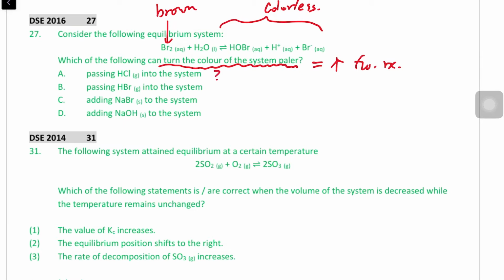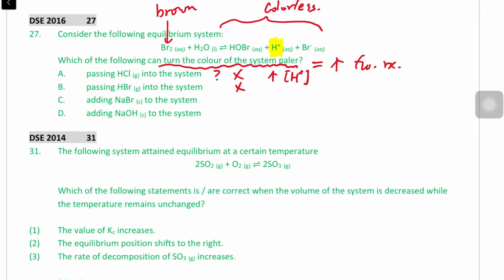First, pass HCl. Well, no, because here shows the hydrogen ion is in the product. So if you put in more HCl gas, that means you will increase the hydrogen ion amount. Well, sorry, no. You only make the equilibrium position turn to the left. Okay, this is not what we want.